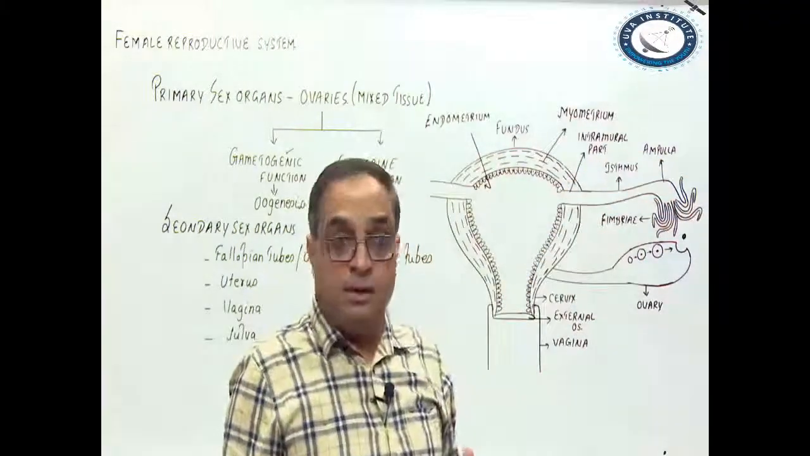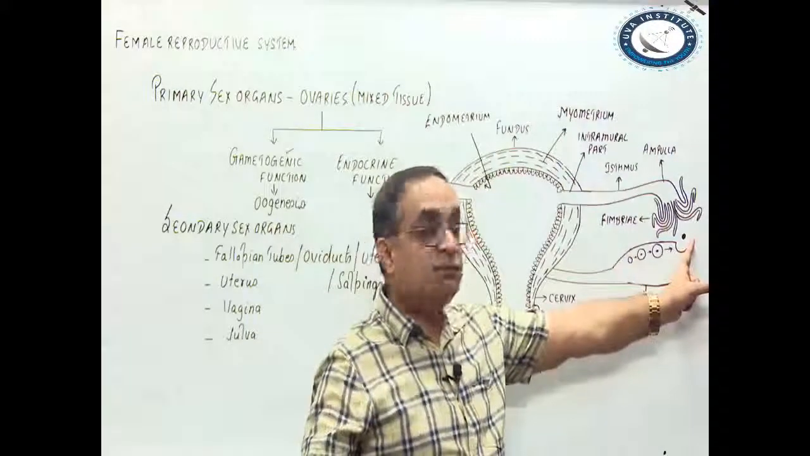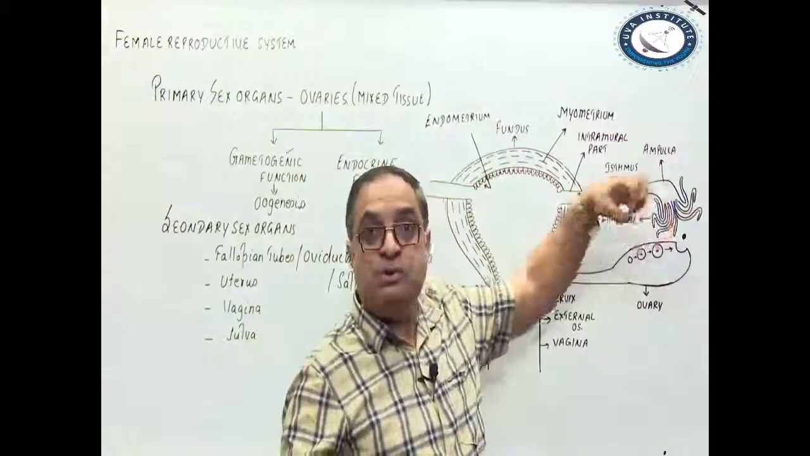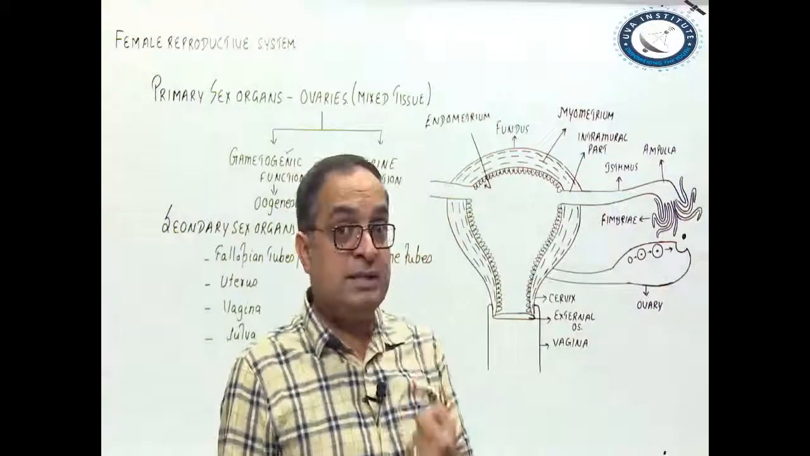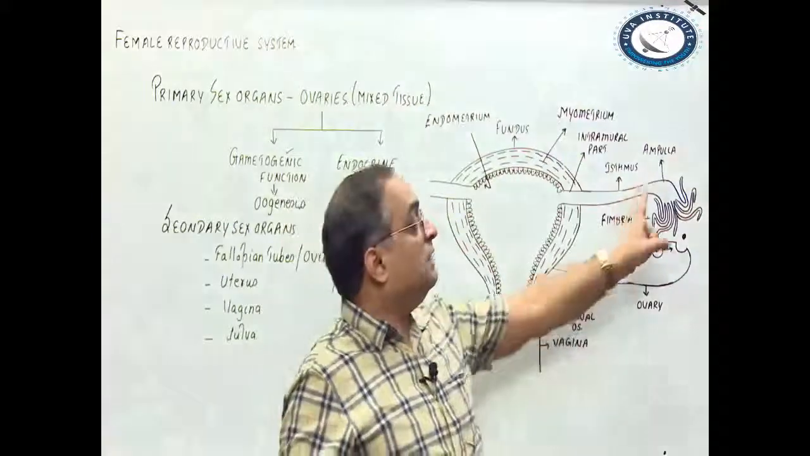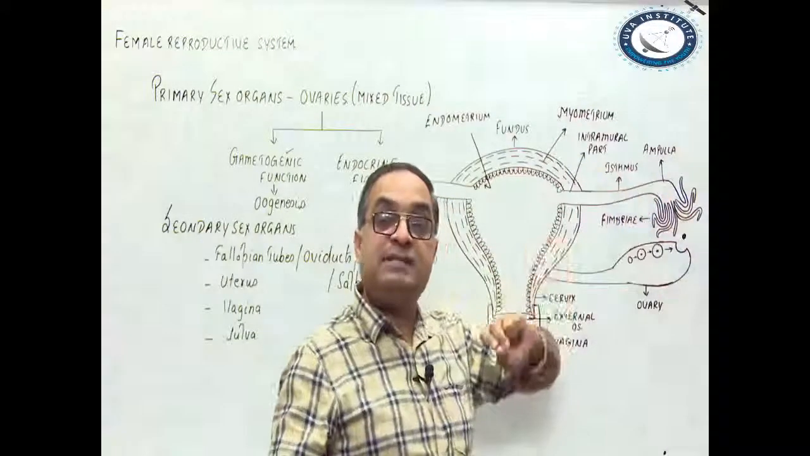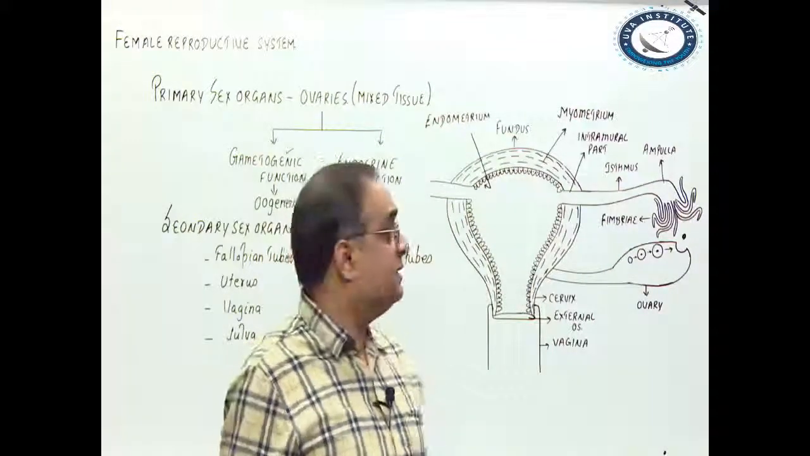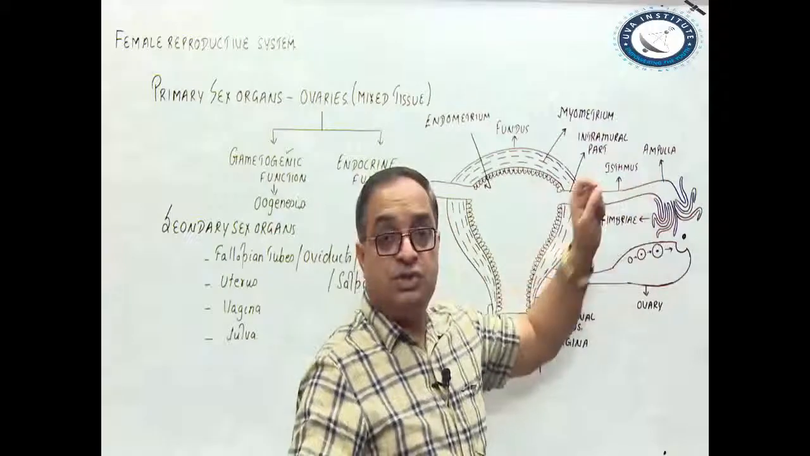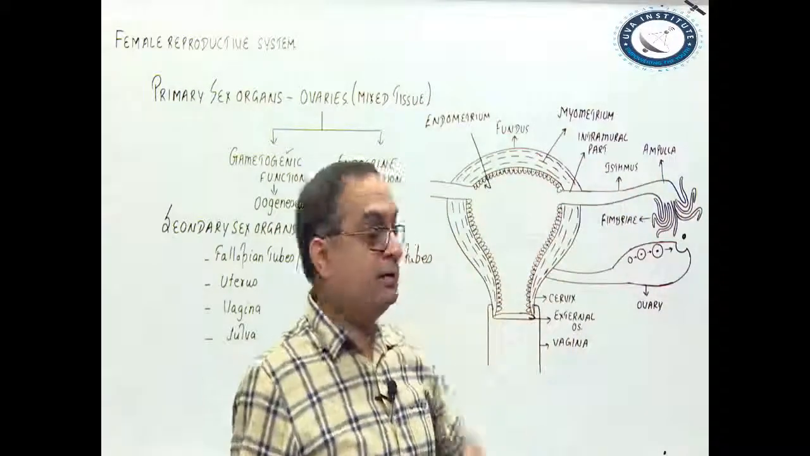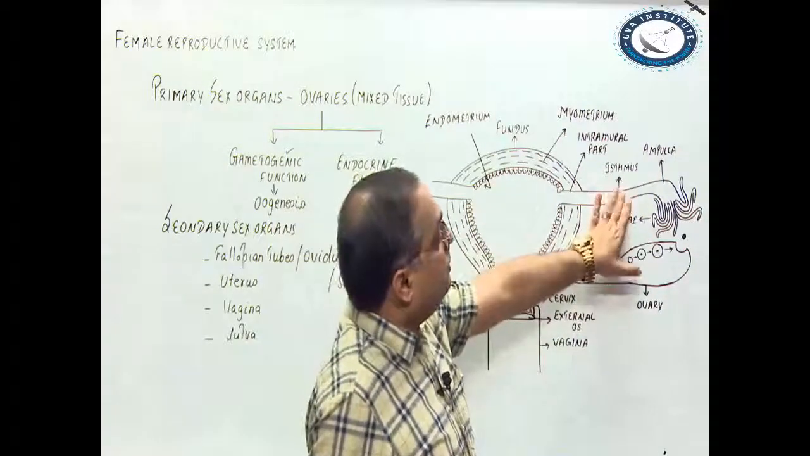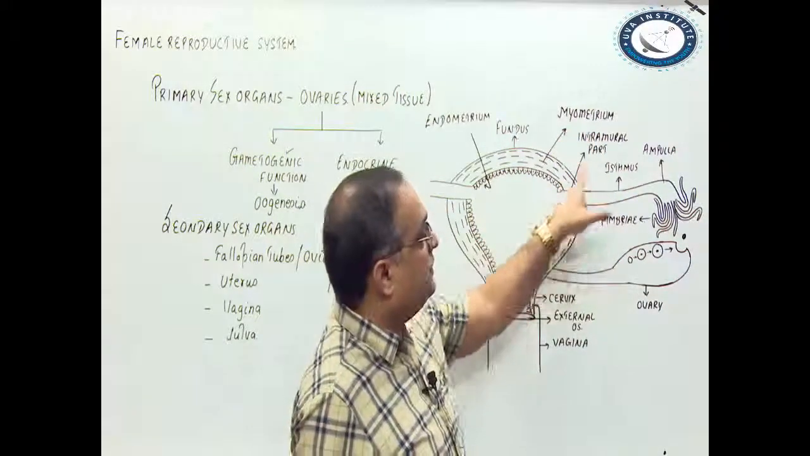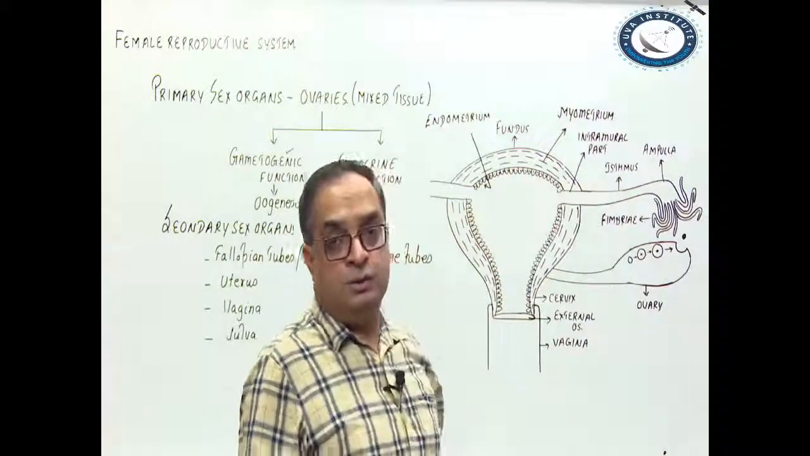What is the function of fimbriae? When this oocyte is released from the ovary at the time of ovulation, the fimbriae are supposed to capture the released oocyte. This oocyte is actually a secondary oocyte that will enter into the ampulla. Fertilization generally occurs in the ampulla region. More precisely, it is the ampullary isthmic junction where the fertilization occurs. This central portion of the fallopian tube is the isthmus, and this part which enters into the uterus is called the intramural part or the uterine part.